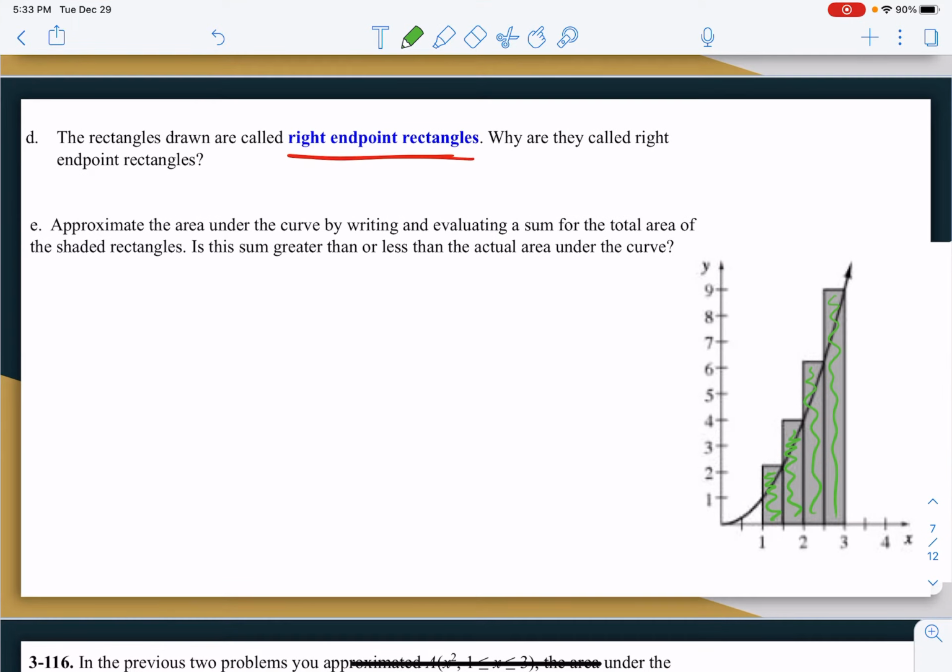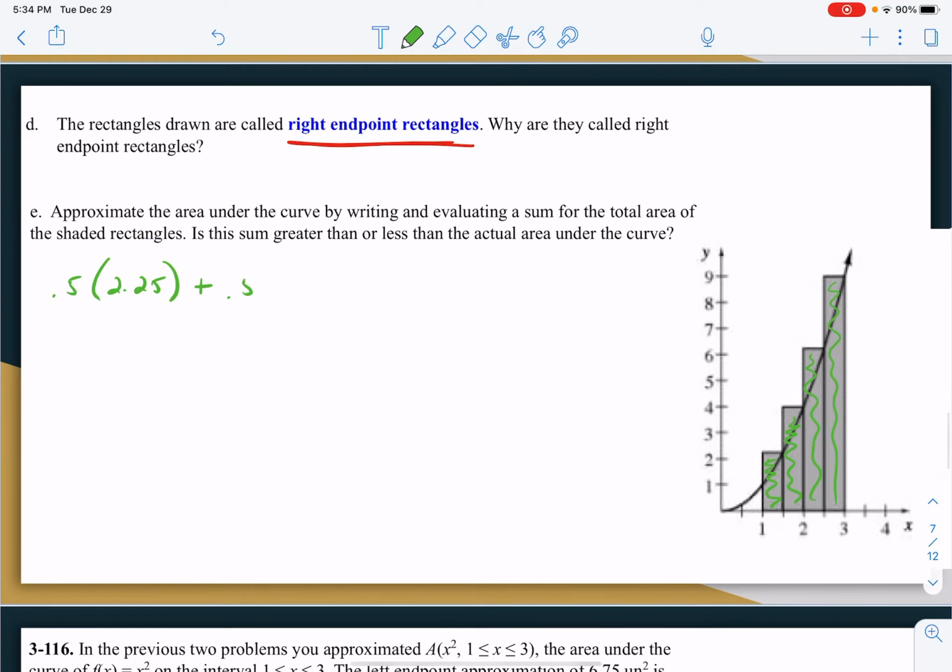Sorry. So now I have the first rectangle has a width of 0.5, but now a height of 2.25. And my second rectangle has a width of 0.5, but a height of 4. And my third rectangle has a width of 0.5, but a height of 6.25. And my last rectangle has a width of 0.5, but a height of 9.